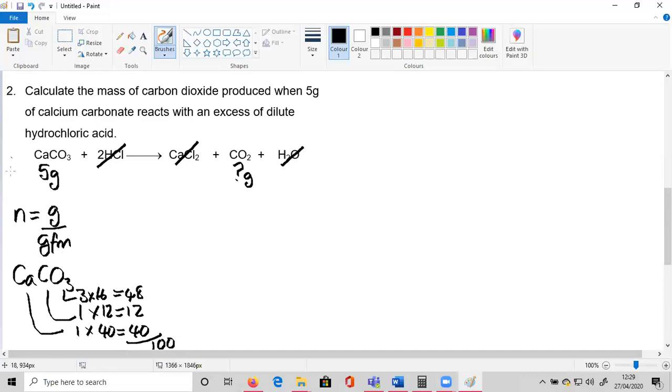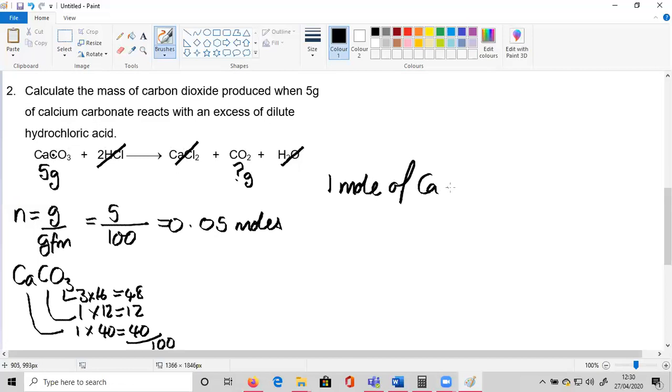So it says we've got 5 grams. So 5 is going to be the grams divided by our 100, which is our gram formula mass. And that gives us 0.05 moles. Now, if you look at the equation, it says that 1 mole of calcium carbonate changes into 1 mole of carbon dioxide. So that's nice and easy. So 1 mole of calcium carbonate, and please write out these conditional statements because they really allow you to focus your mind and to actually know what you're doing.